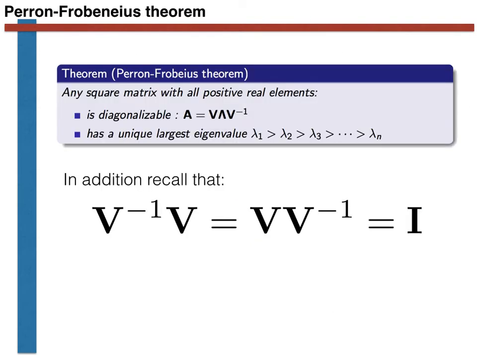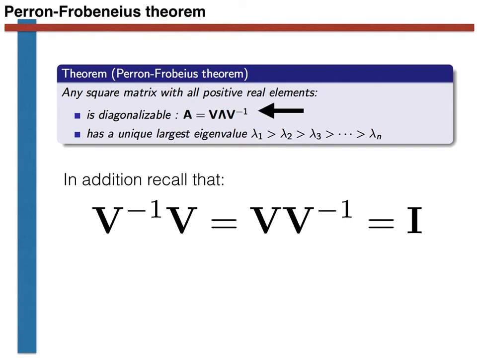Square matrices that have all positive elements, like the one for the Markov chain whose transition graph we have just drawn, have a number of special properties. These properties are listed in a long theorem known as the Perron-Frobenius theorem. We are going to use a couple of these properties here. In particular, we're going to note that any square matrix with all positive, non-zero real elements is diagonalizable and has a unique largest eigenvalue. In addition, we are going to need to recall that if we take a matrix and multiply it by its inverse, we get the identity matrix, which is a matrix which has all ones for its diagonal elements and 0 for its off-diagonal elements.